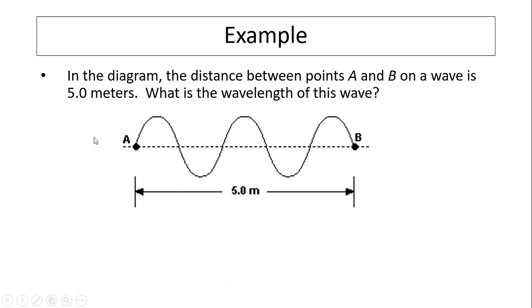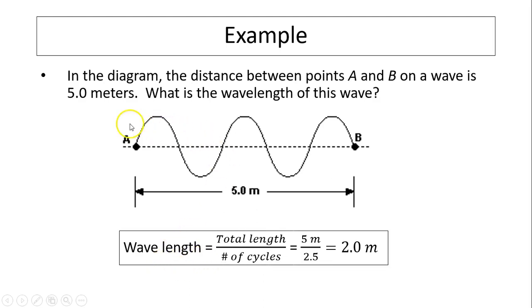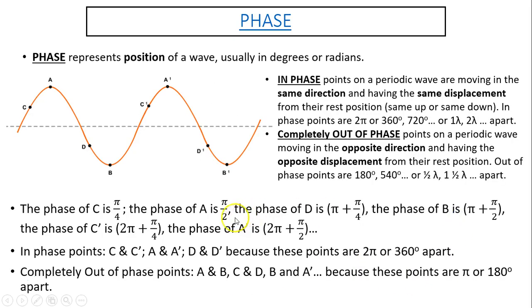In the diagram, the distance between A and B on a wave is 5 meters. What is the wavelength? Remember, wavelength is total length divided by number of cycles. Total length is 5 meters. The number of cycles is 2.5. So the wavelength is 2 meters.